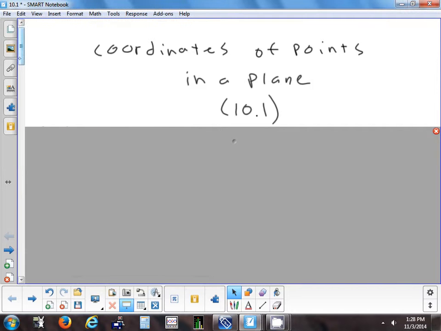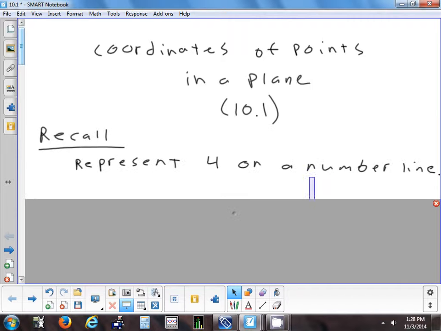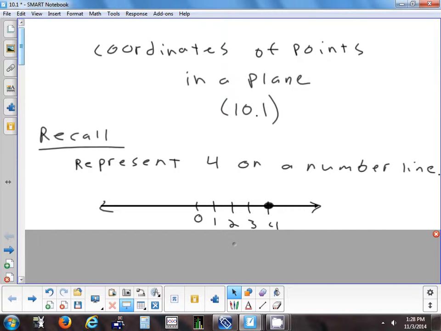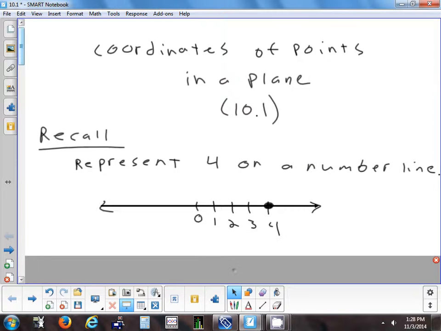So today we're going to look at section 10.1 to start out with, which is coordinates of points in a plane. Before, when we graphed a point on a number line, we only needed one line. When you graph a point, like the number 4 or the number 5, it's just a single line.